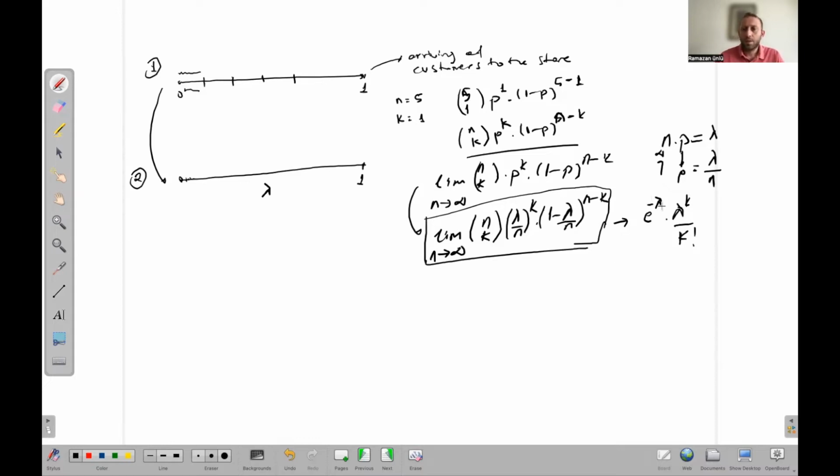Okay, so the lambda is the actual expectation or the mean of that distribution, and k is the number of arrivals or number of successes. So this is the PDF of the Poisson distribution.